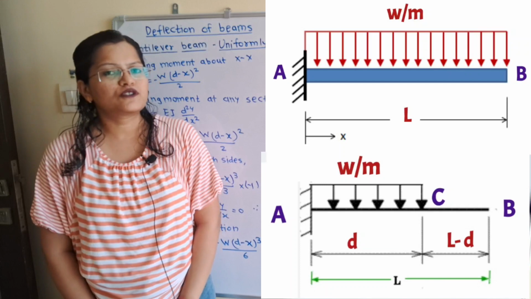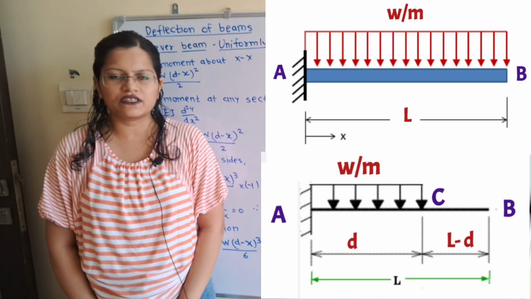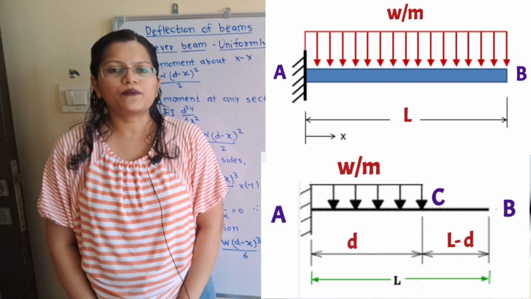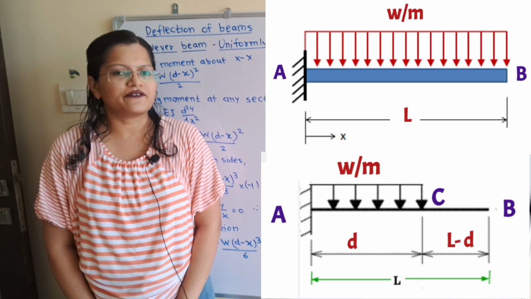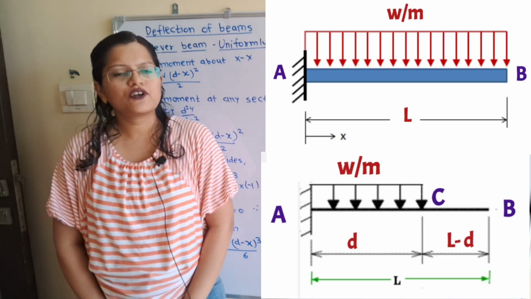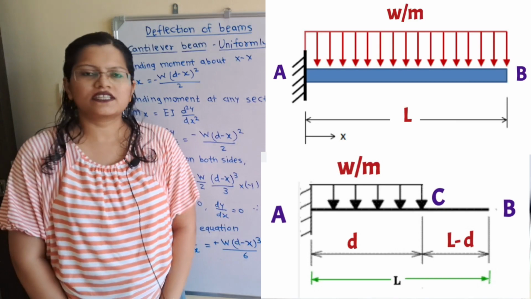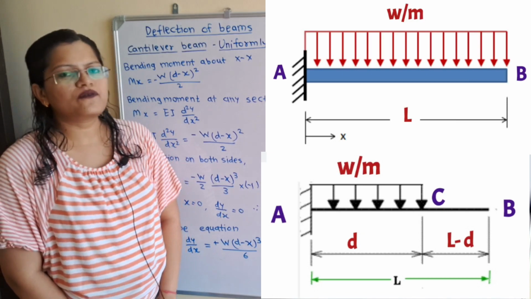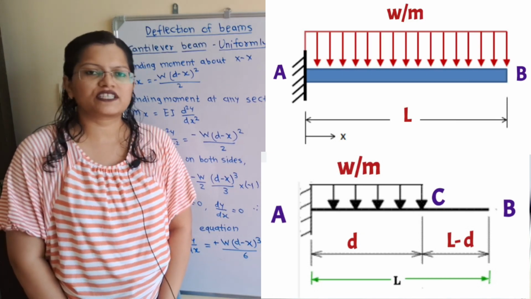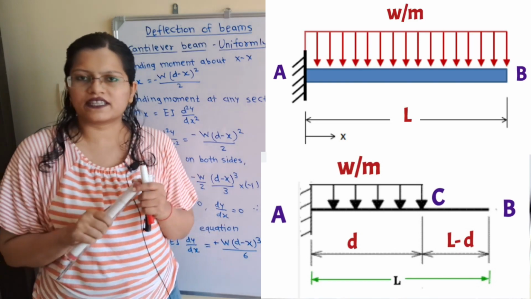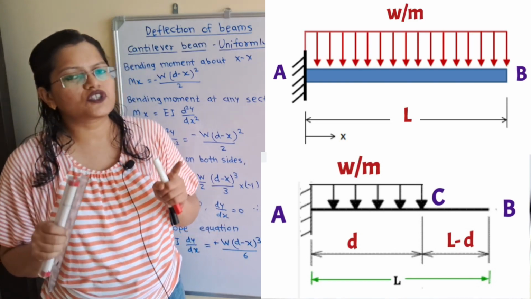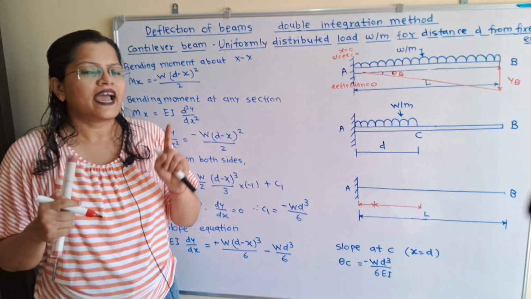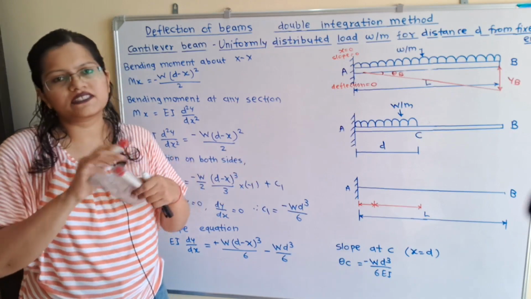Now we will find out slope equation and deflection equation for cantilever beam carrying uniformly distributed load W per meter for a distance d from the fixed end. If we observe the diagram along a section AC, load W per meter is shown, and we have to find out the slope equation and deflection equation by using double integration method. So we will first draw the free body diagram, and we will consider any section XX at a distance small x from the fixed end A.